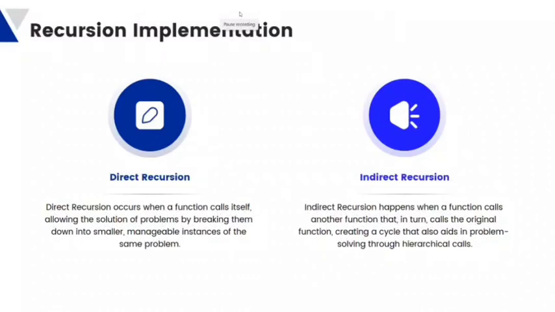Indirect recursion happens when a function calls another function that in turn calls the original function, creating a cycle that also aids in problem solving through recursive calls.